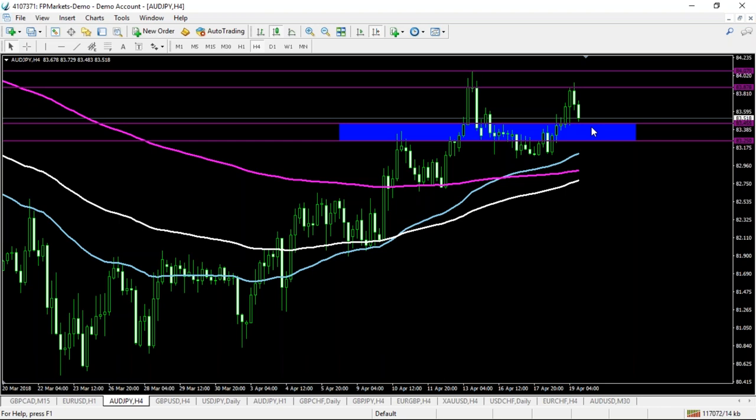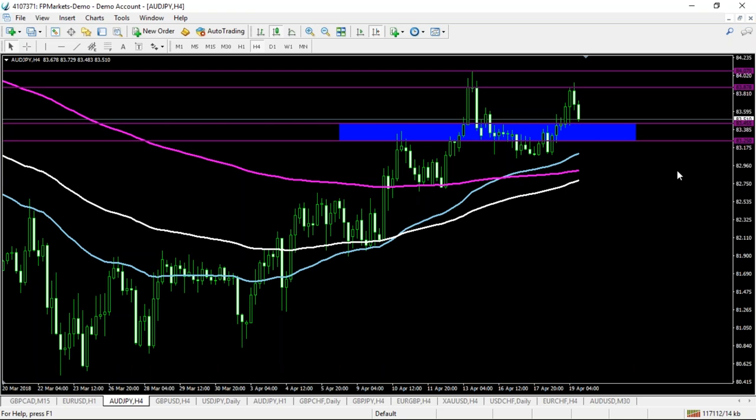We have fundamentals to support it a little more on the downside, perhaps for AUD versus the JPY. What I would like to do is look at whether price could come under the 83.25 area. Once it goes to the 83.25 area, the 83.20 area is another area to look at, because it's a psychological level.